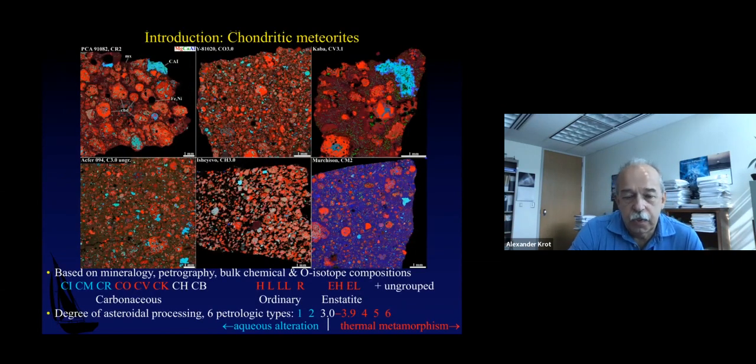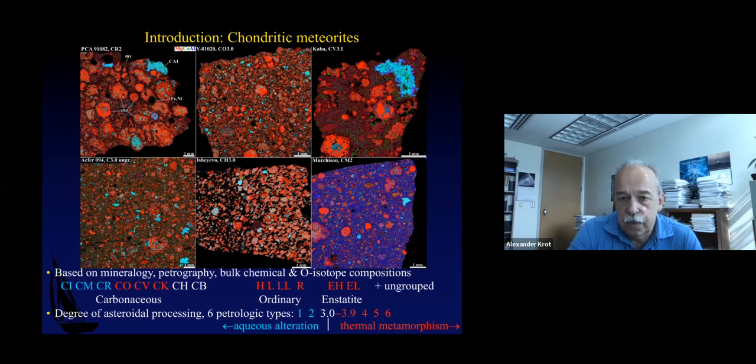So this slide shows combined X-ray maps in magnesium red, calcium green, aluminum blue of 6 different meteorites from 6 different chondrite groups. Based on mineralogy, petrography, and bulk chemical and oxygen isotopic compositions, we currently define 14 chondrite groups. And by default, we think that they all come from different parent bodies. The important point is that calcium aluminum-rich inclusions are found in all chondrite groups.